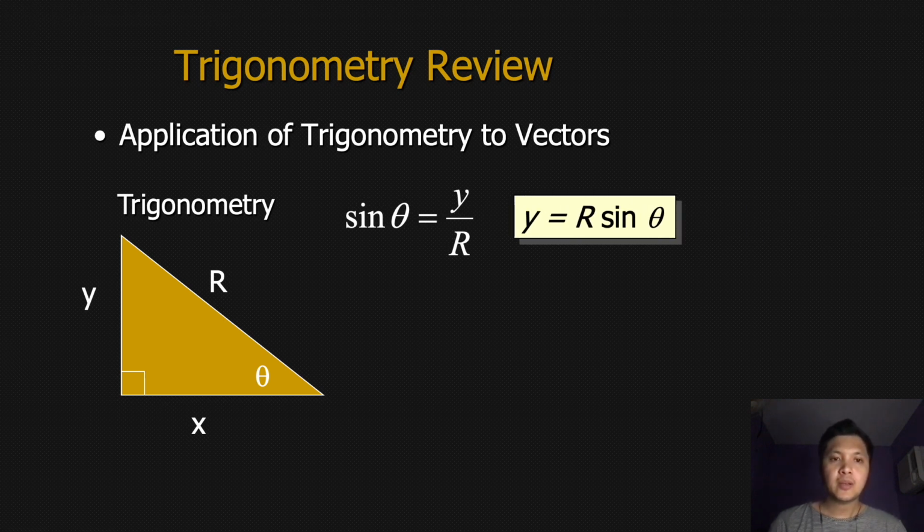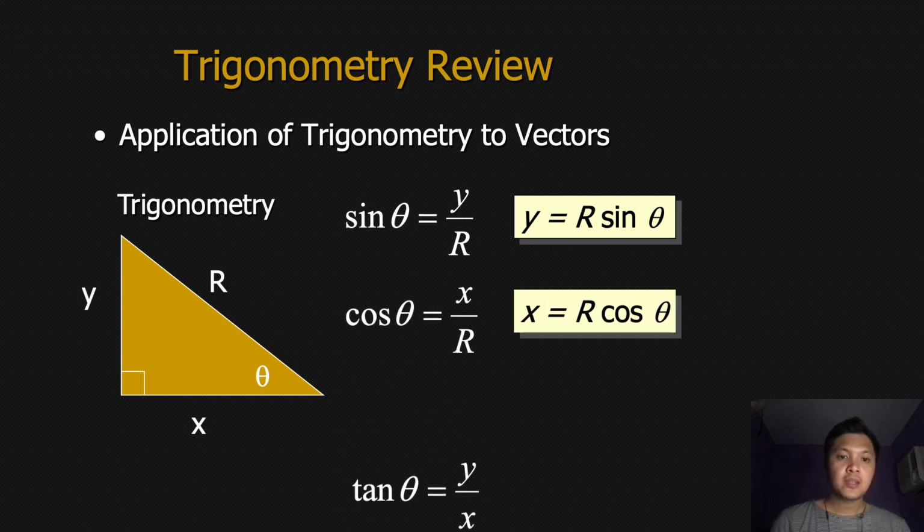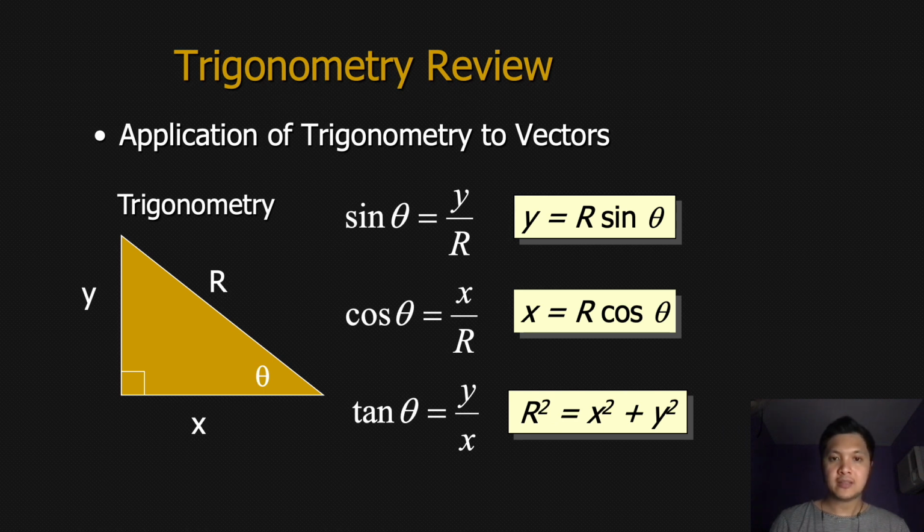Now let's review again some of the trigonometry concepts that we need in order to understand vectors better. So for example, again, sine theta is equal to y over r, while cosine theta is x over r, and lastly tangent theta is y over x. A better way to remember this is through SOH-CAH-TOA. So sine is equal to opposite over the hypotenuse, cosine is adjacent side over the hypotenuse, while tangent is the opposite side over the adjacent.